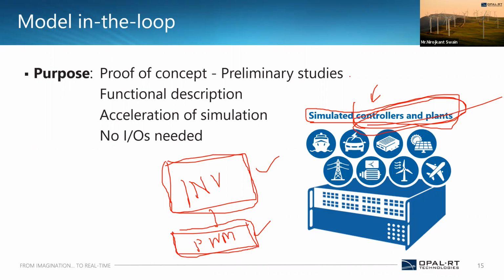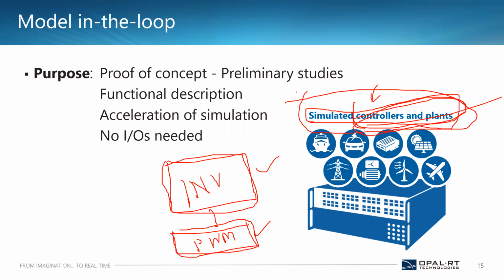Many people call this hardware in loop, but actually that is not hardware in loop. This is model in loop. In hardware in loop, your controller should be real, maybe like Arduino or Raspberry Pi or something else, whatever you want to use. Suppose you use an Arduino and your plant model is in the simulator. That we call hardware in loop.